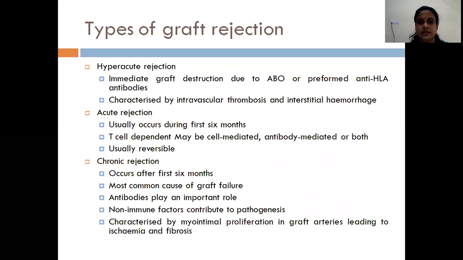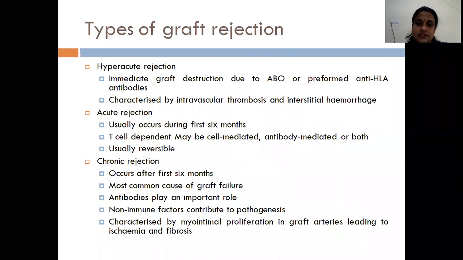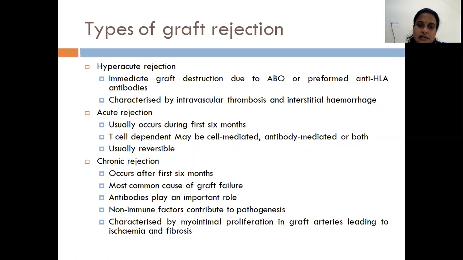So what are the types of graft rejection? Graft rejection is broadly classified under three categories, that is hyperacute rejection, acute rejection, and chronic rejection. So what is this hyperacute rejection? This is the most important immediate graft rejection that occurs because of incompatible antigens, ABO antigens, or because of the presence of preformed anti-HLA antibodies in the recipient. So the recipient has preformed antibodies, or there is presence of ABO incompatibility.